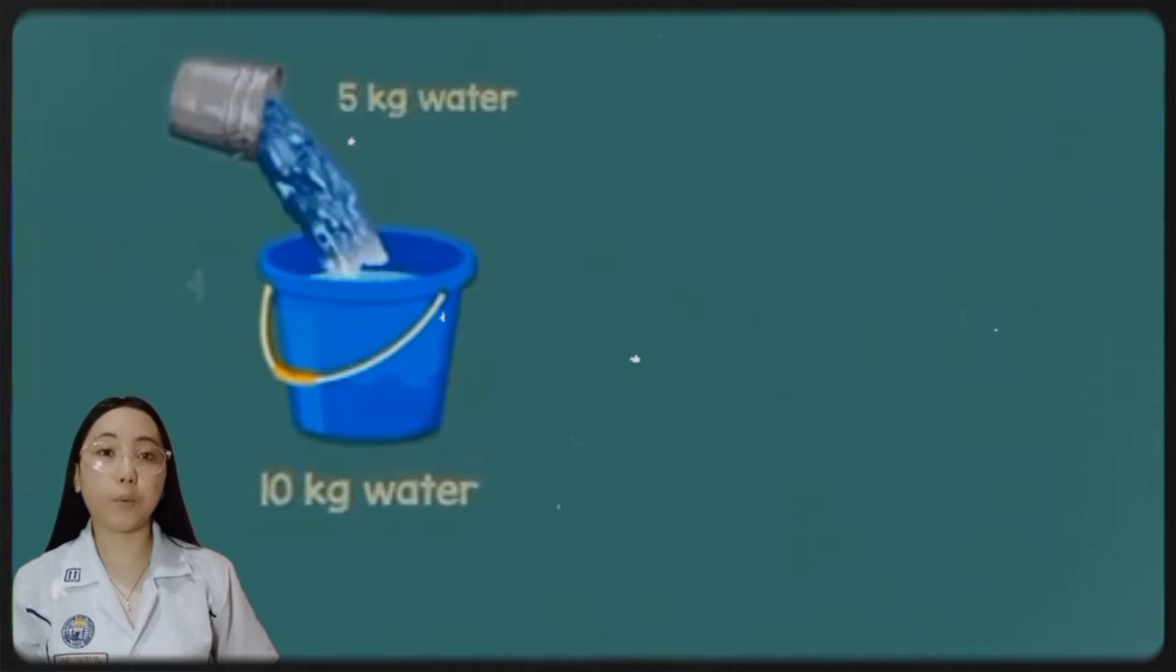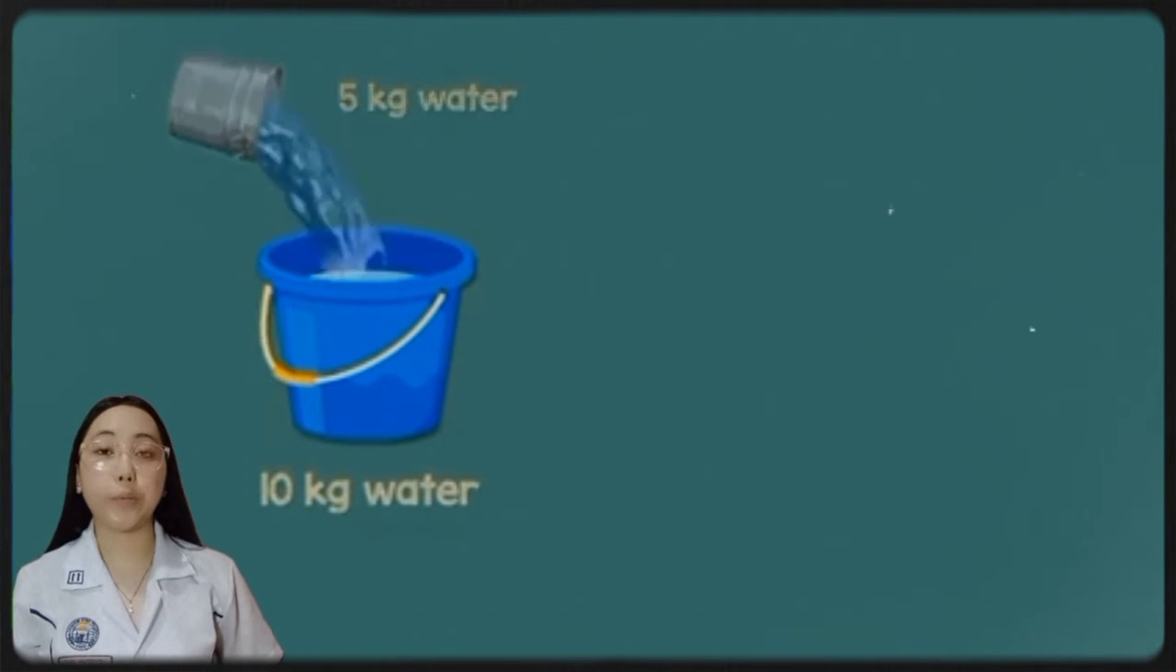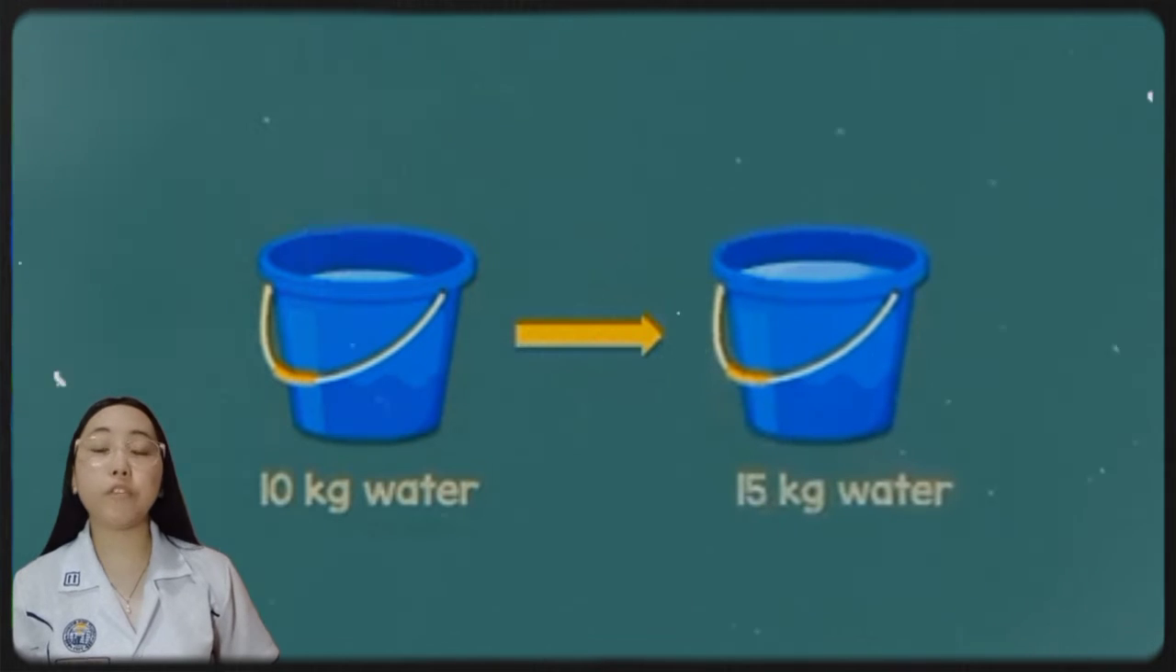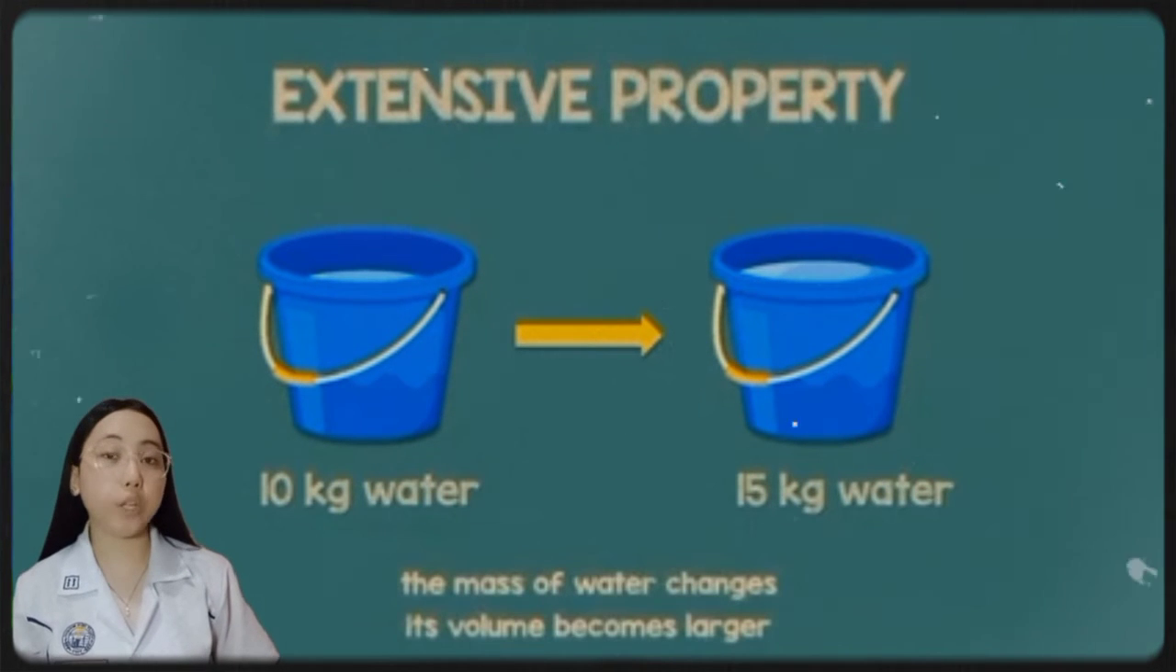Now, for example, if 5 kg of water is added to the 10 kg of water in the bucket, it will result in 15 kilograms of water. Hence, the mass of water changes, and so its volume becomes larger.